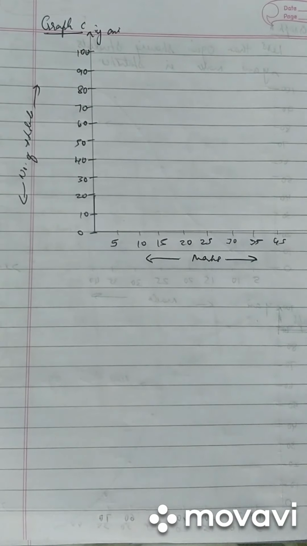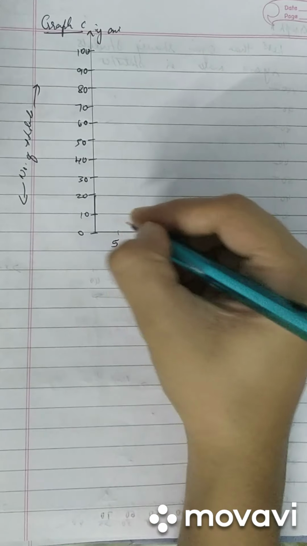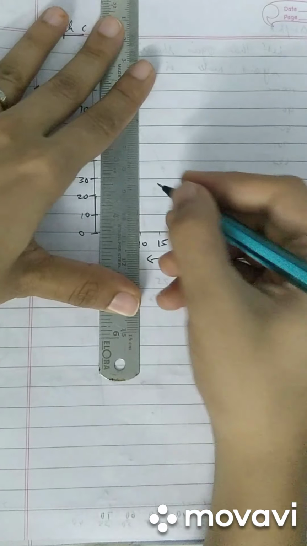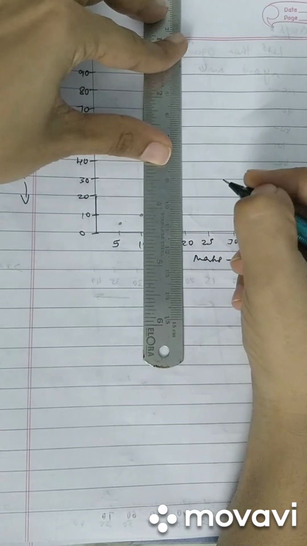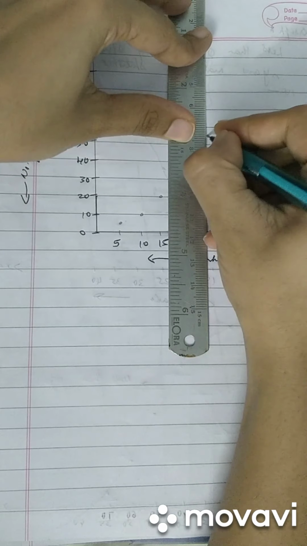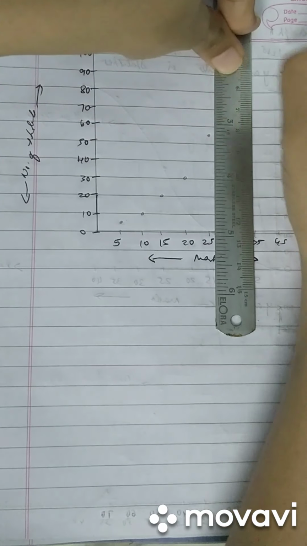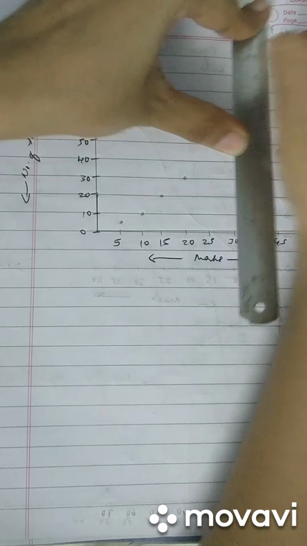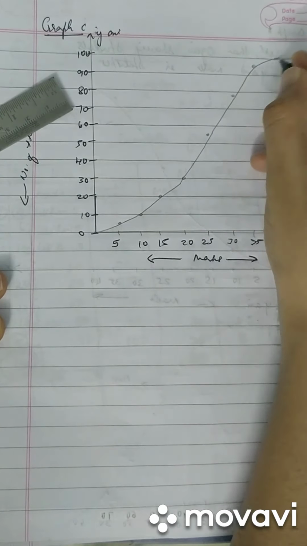So again now we will start with the less than ogive. For less than 5 it is 4. For 10 it is again 10. For 15 it is 20. For 20 it is 30. For 25 it is 55. For 30 it is 77. For 35 it is 95. And for 40 it is 100. So we start from 0 and we connect all the dots and we write less than ogive. Then we go on to more than ogive.